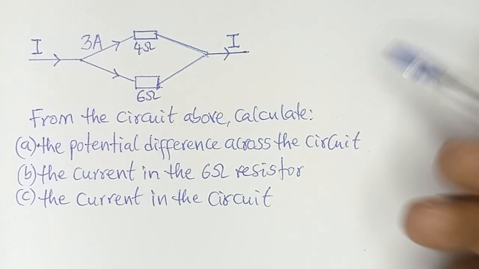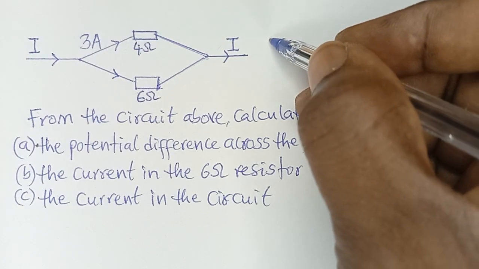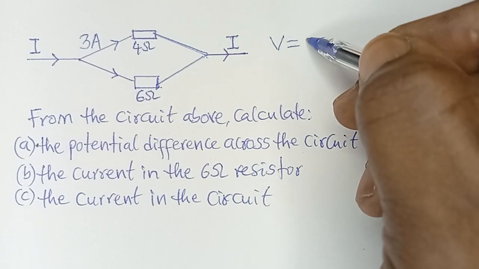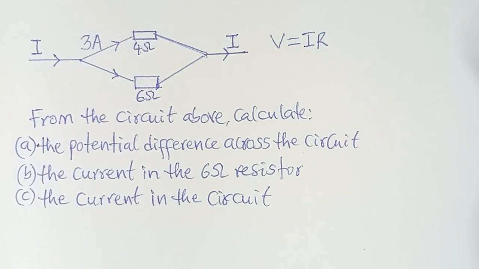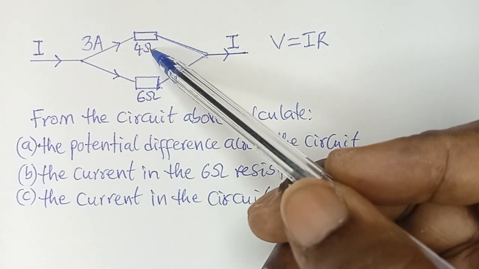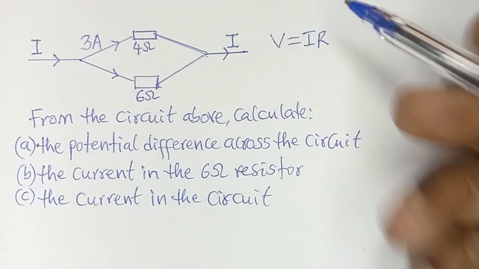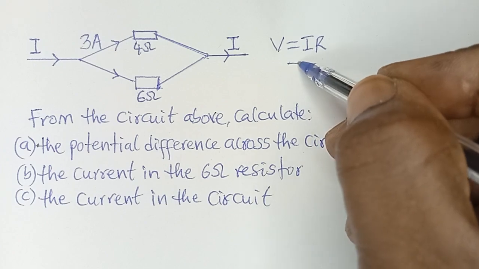I can simply decide to calculate it here by using Ohm's law formula, that V is equal to IR. Now, for this 4 ohm resistor, the current through it is 3 ampere. So we can use this formula V is equal to IR to find the voltage across it.